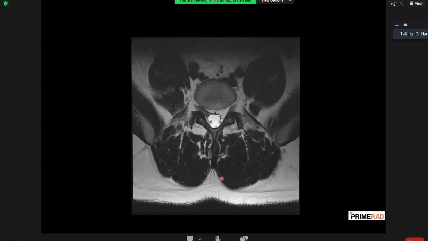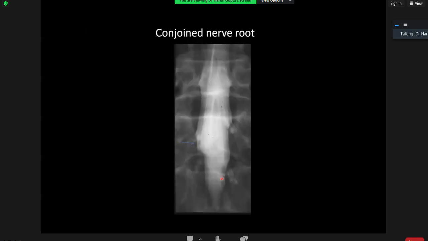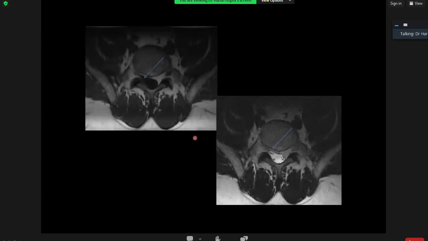So this is an example of what the conjoint nerve root looks like. This is the normal nerve, and then this is the conjoint nerve which is joined together. The important reason is that sometimes these can be confused for disc material. For example, this is the conjoint nerve root, but it is mistaken for another abnormality. In this case, people think this is a disc protrusion. But when you do the T2 sequence, you can clearly see that this is just the thecal sac here, and this is the nerve there.